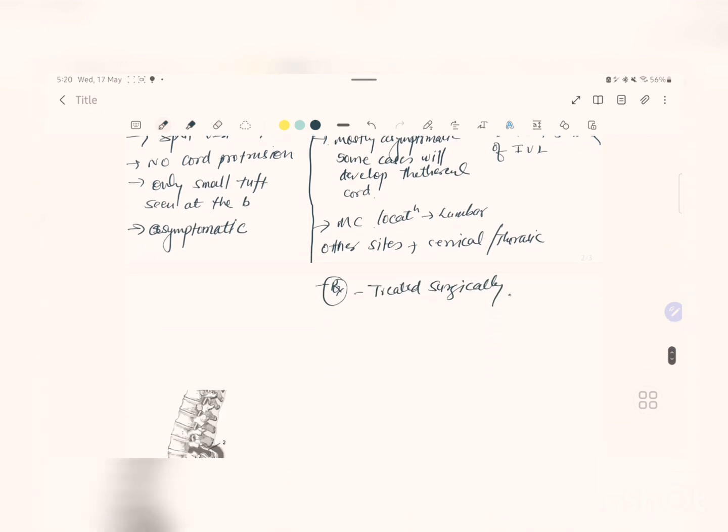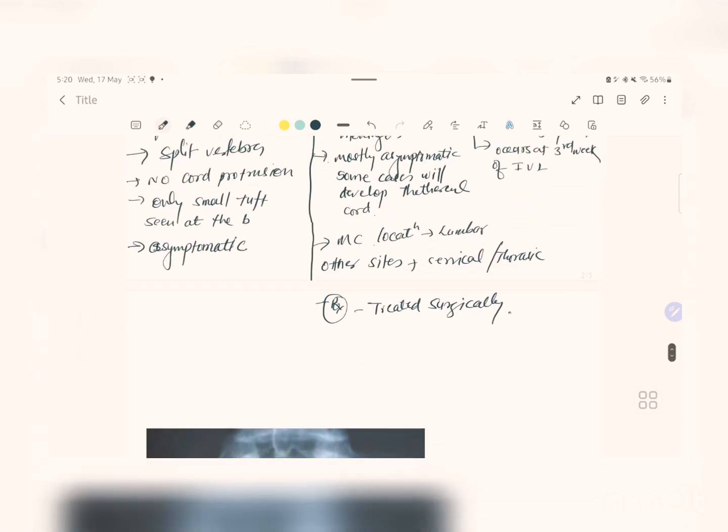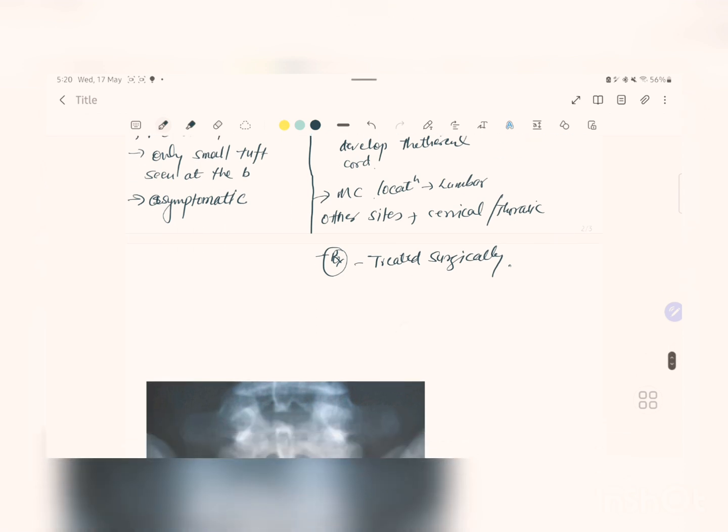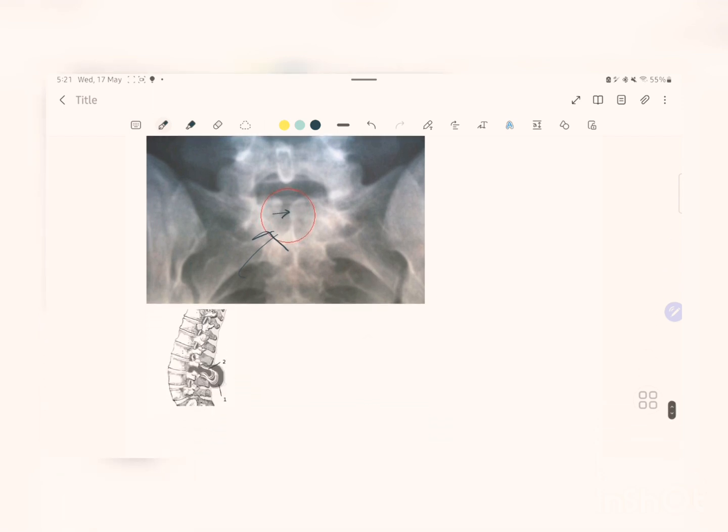Now we will see the X-ray. I will show you the X-ray. This is the anterior posterior X-ray of the patient with spina bifida. We can see the bony defect in the spine. This is the lateral view.